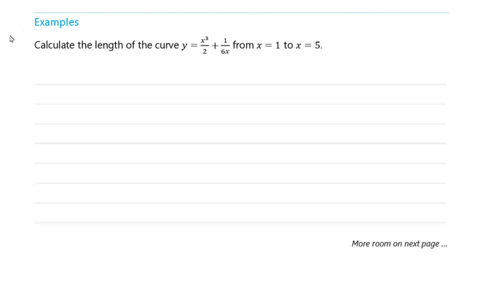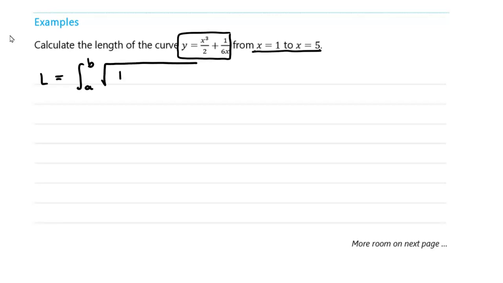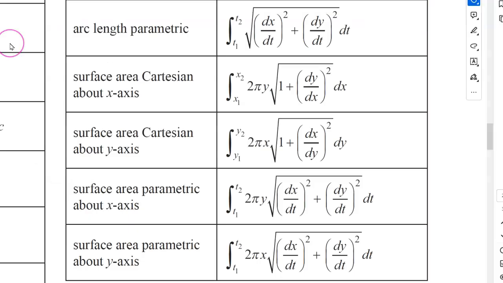Let's now do some examples of finding some lengths of curves. So we've got a curve as defined by this, and we're interested in finding the length from x equals 1 to x equals 5. So in that case, that length is going to be equal to, generally, we're going from x equals a to x equals b, and we have the integral of the square root of 1 plus (dy/dx) squared dx.